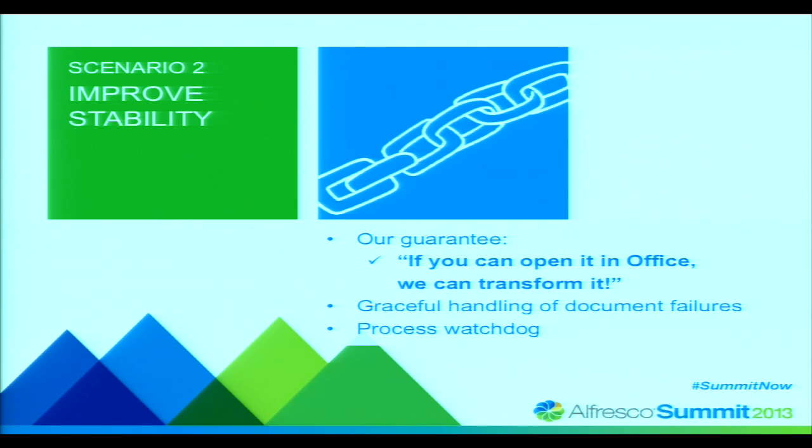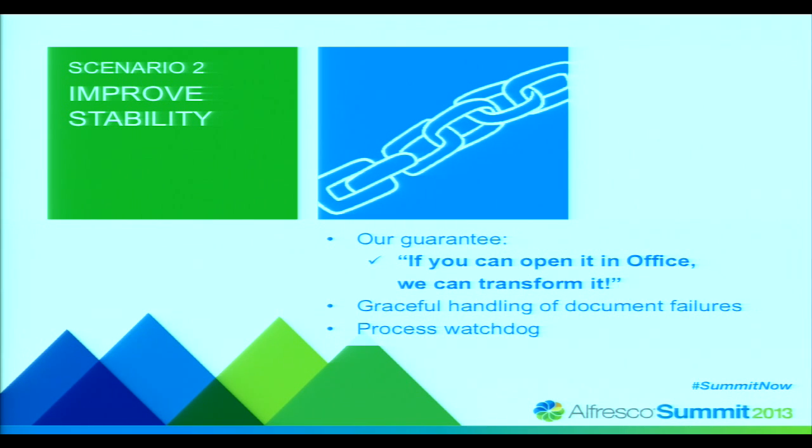The second thing is stability. OpenOffice sometimes crashes on difficult Word documents. Of course, with a JOD subsystem that has been in Alfresco for quite a while, this is something that you will not really notice in the background. But still, these documents will not get transformed correctly. So you don't have a preview. Your PDF transformation is not working.